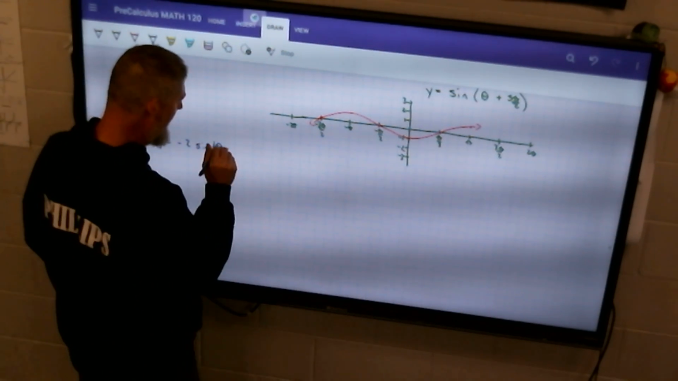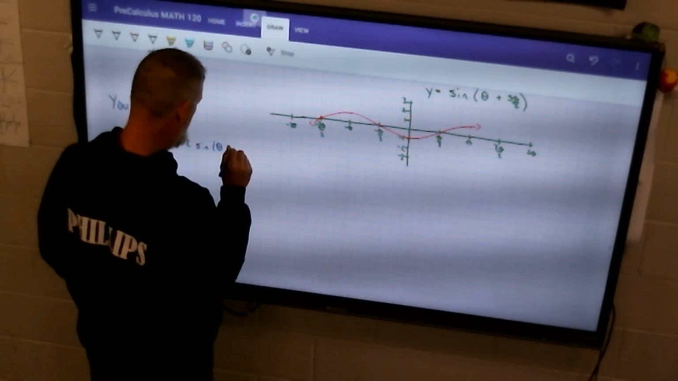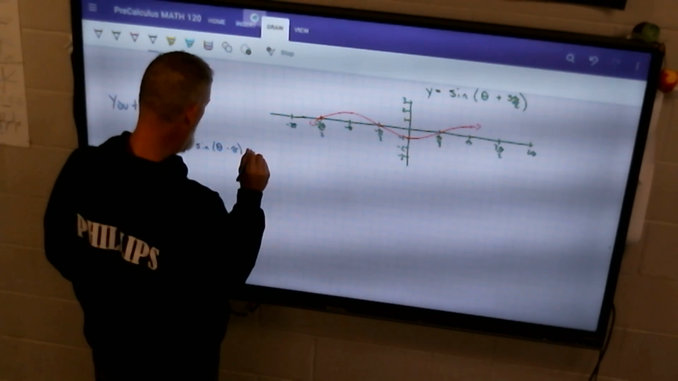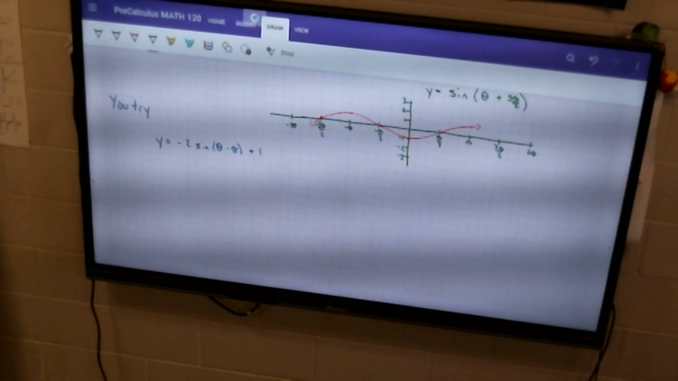-2 sine of theta. Let's make this one kind of easy. Let's just go pi. And then we're gonna go plus 1. There we go. So we've got a vertical shift of 1, we have an amplitude change of 2, we have a reflection of negative, and we have a horizontal shift of pi. Graph.